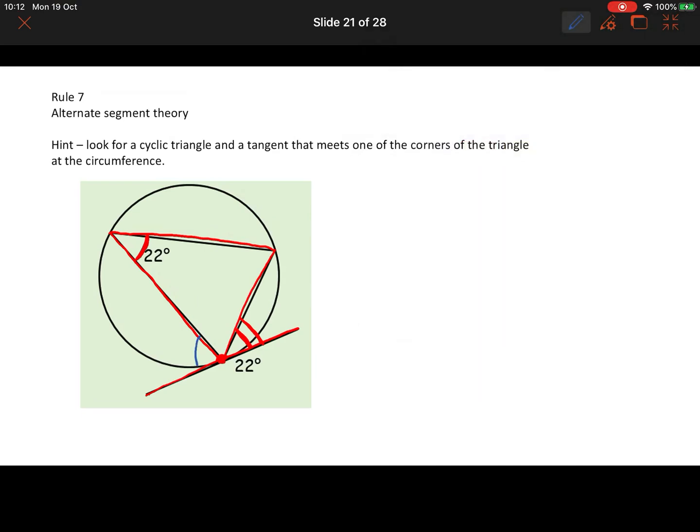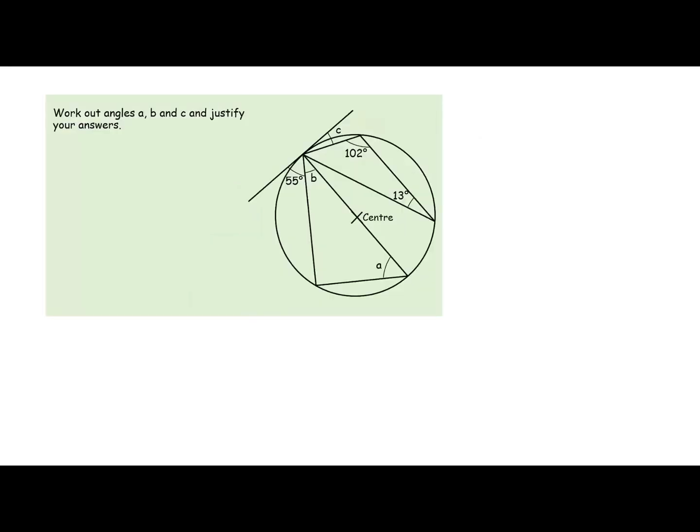side. And it is equally true that this angle here, so the angle between the tangent and the triangle to the left-hand side, is equal to the angle in the triangle to the right-hand side. So those two blue angles are equal as well. That is called alternate segment theory. So you're looking for a triangle that fits inside a circle, meeting a radius at a point on the circumference.